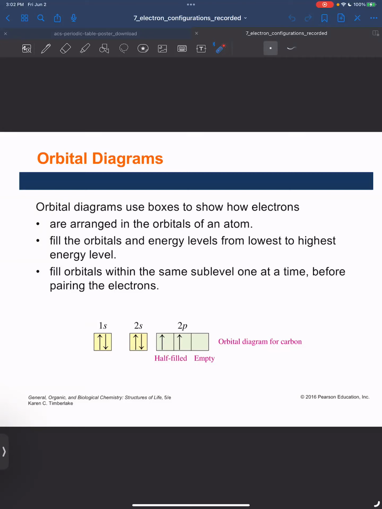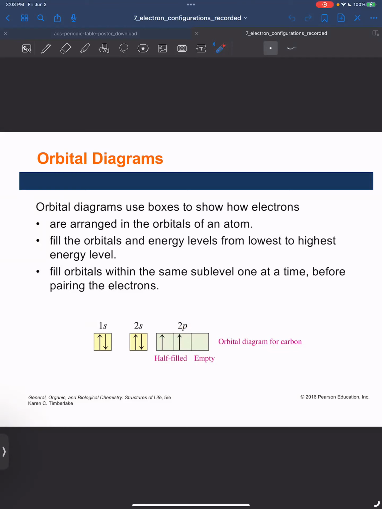But 2p, notice how we don't partner them up, because the p sublevel we learned in the previous video has 3 p orbitals, and they're all the same energy. So that's why they're all the same color here. And we half fill them first before we partner them.